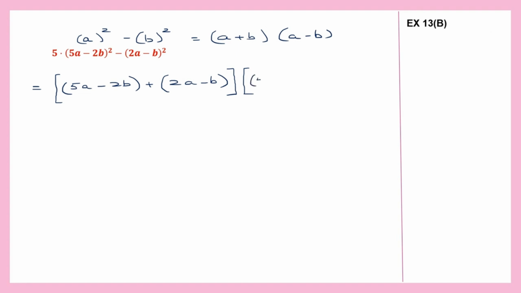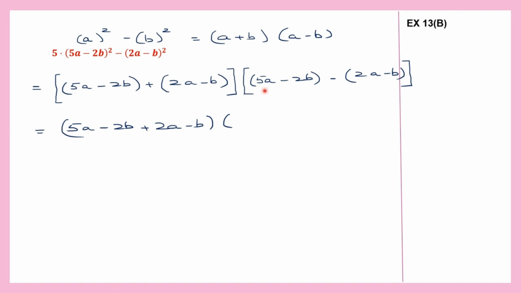So what is a? 5a minus 2b, that is a. Then here minus b, and what is b? 2a minus b. Now let's carefully open brackets. So here we have 5a minus 2b. Let's write it as it is. 5a minus 2b. Then we have plus 2a minus b. Because it's plus, we can write it as it is. 2a minus b. This is one set. Now let's go to the next set.